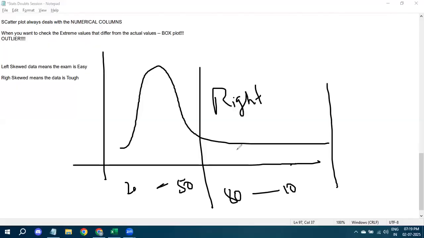What if we have an outlier right there? Where can I visualize an outlier using this skewness of the data? That's what the doubt is.